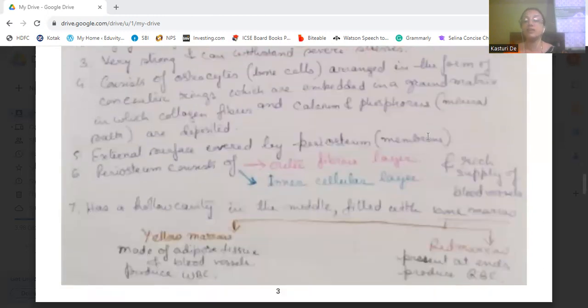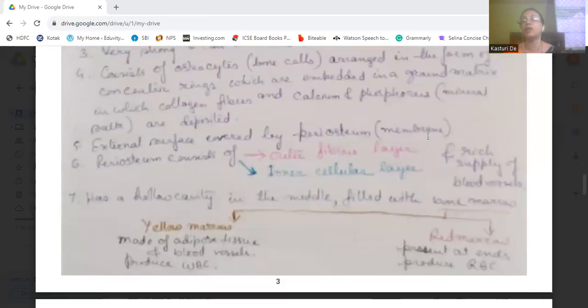Then the external surface is covered by the periosteum membrane. The external surface of the bone is totally covered by periosteum, which is a membrane. The periosteum has two layers, an outer fibrous layer and an inner cellular layer. And it is rich in blood vessels, which supply blood to the periosteum.